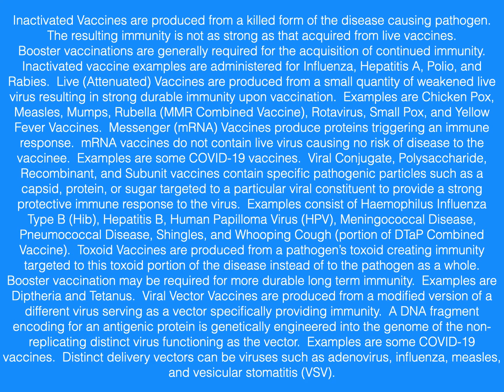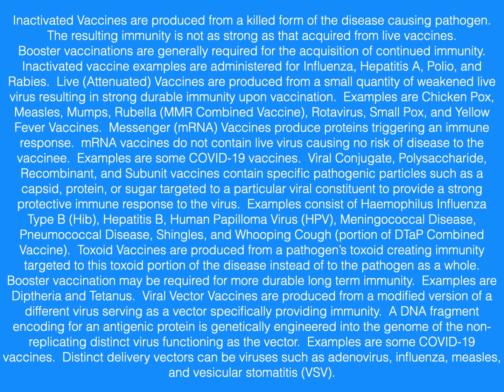Toxoid vaccines are produced from a pathogen's toxoid, creating immunity targeted to this toxoid portion of the disease instead of to the pathogen as a whole. Booster vaccination may be required for more durable long-term immunity. Examples are diphtheria and tetanus.